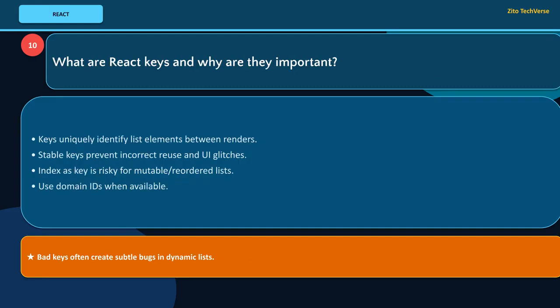Question 10. What are React keys, and why are they important? Keys uniquely identify elements, preventing incorrect UI reuse during re-renders. Avoid using indexes as keys for dynamic lists to ensure stability.